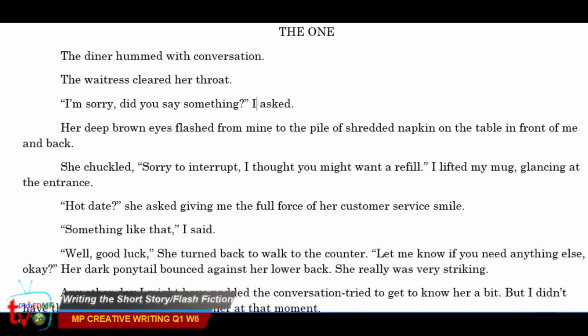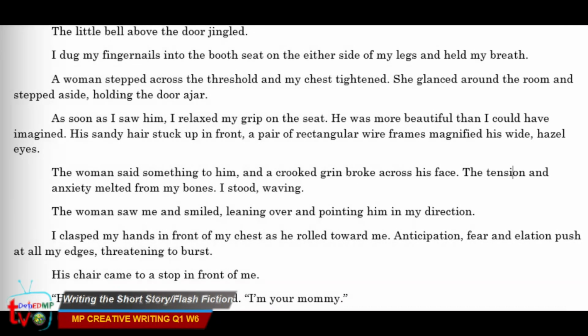"Well, good luck." She turned back to walk to the counter. "Let me know if you need anything else, okay?" Her dark ponytail bounced against her lower back. She really was very striking. Any other day I might have padded the conversation, tried to get to know her a bit, but I didn't have time or energy to focus on her at the moment. The little bell above the door jingled. I dug my fingernails into the booth seat on either side of my legs and held my breath. A woman stepped across the threshold, and my chest tightened.